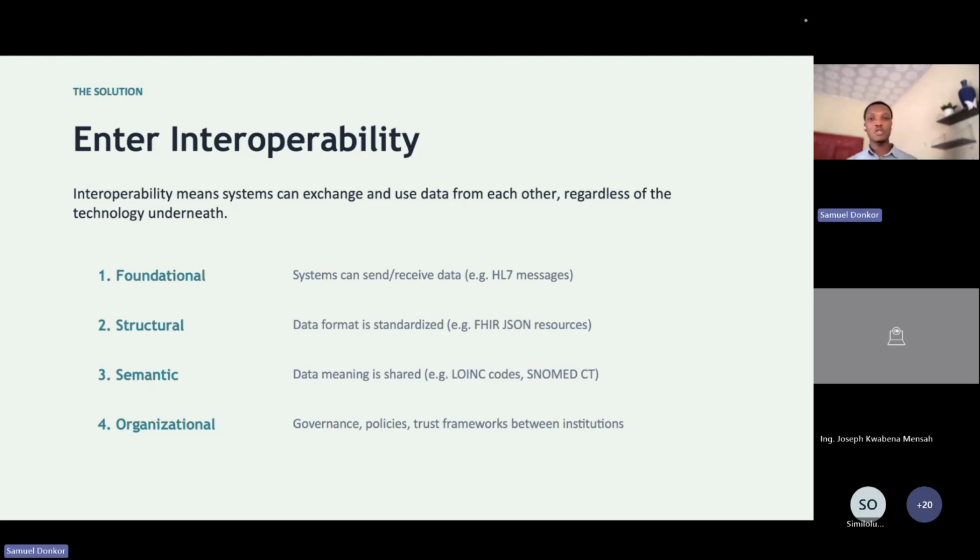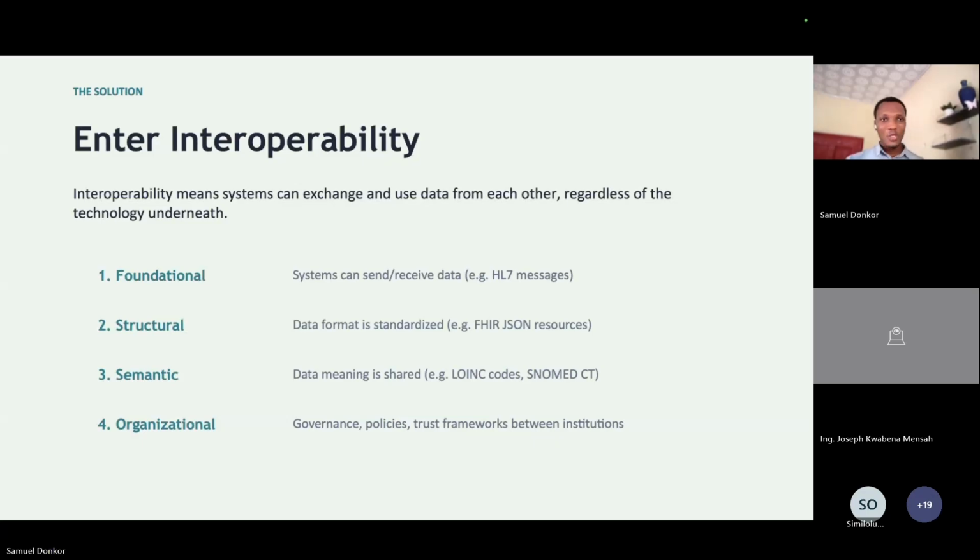Systems should be able to send and receive data. The second one is structural: the data formats should be standardized. There should be a standardized and clear-cut way of knowing what to expect from system A or system one, right? The third is that data meaning is shared. For example, if this code represents diabetes or malaria in one system, it should mean the same in another system. And the fourth one is organizational: governance policies and trust frameworks between institutions.